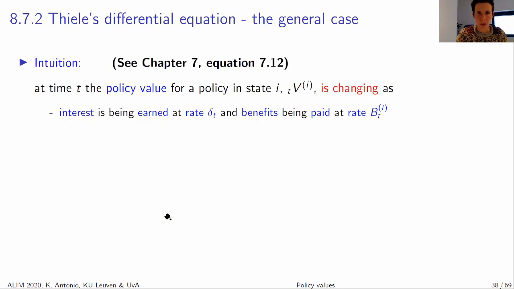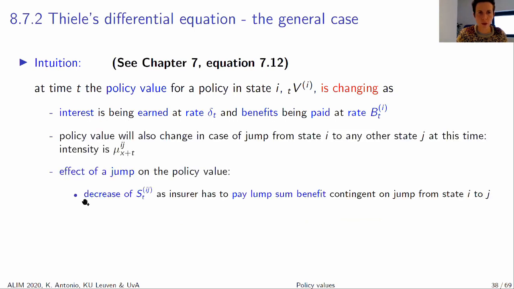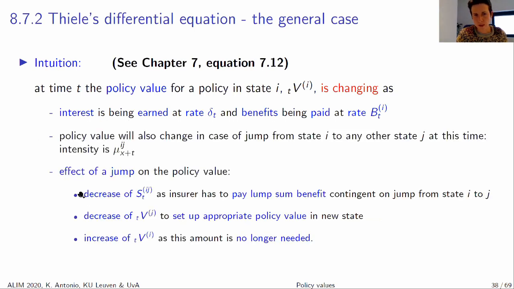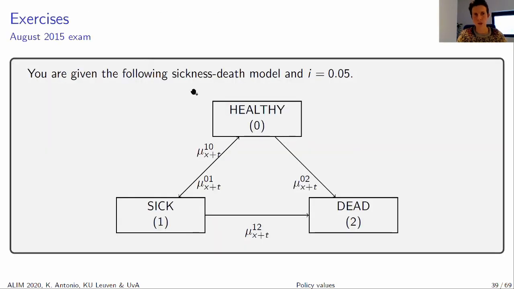Good. I included some intuition, but I suggest you read this, because that's exactly the kind of reasoning that we brought up in discussing the example on disability income insurance. And we're going to work with this example. So I quickly took an exercise from a previous exam. It's not a long exercise. It's also not a very complicated exercise, but it's good to discuss it at this point.